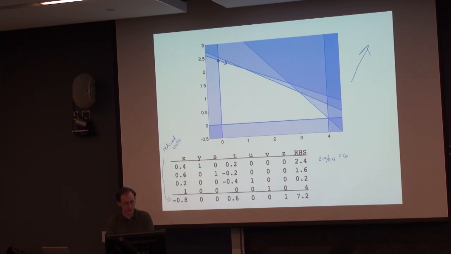Same thing if we look here. If we increase x, then s will have to decrease at a rate of 0.6 per unit of x. And it starts at 1.6, so it'll be 1.6 over 0.6, which is equal to 2 2/3.